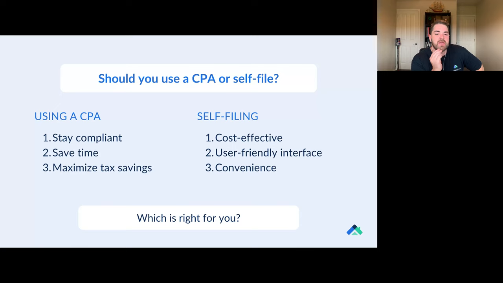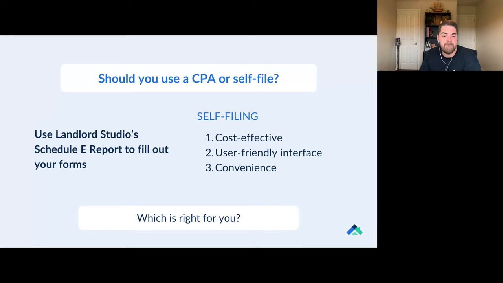The decision to engage with a CPA or file taxes independently really depends on your comfort level or the complexity of your investments. So regardless of your choice, having a robust system in place like Landlord Studio is going to help you keep good bookkeeping habits, generate all the information that either your accountant needs or that you need to do a successful tax return, and also help you to minimize the tax liability during tax season. And as we've shown already, generating a Schedule E is really easy, and it's a typical form that you're going to fill out during tax time.